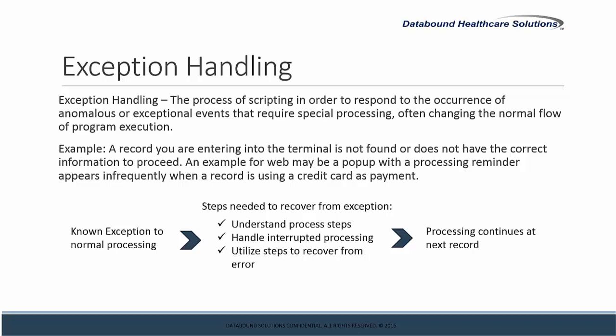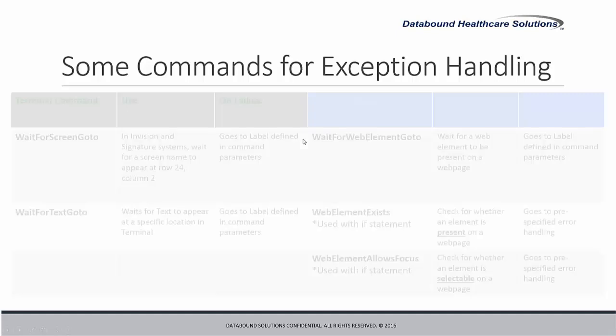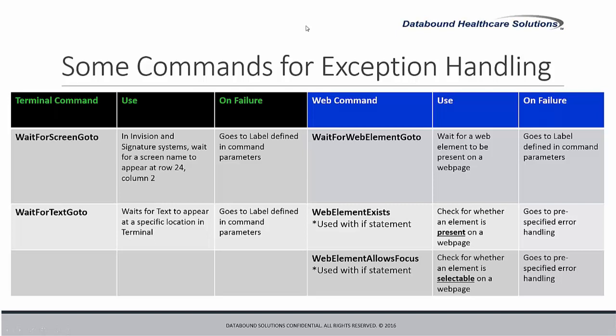In the middle is where we're going to focus again. The steps needed to recover from an exception are to first understand the process steps, handle interrupted processing, and then utilize steps to recover from the error. It's pretty general, but it works for nearly everything that you'll do as far as an exception. Let's take a look at some of these. On the left-hand side, we have our terminal commands, and on the right-hand side are our web commands. Depending on what system you use typically, these will differ on what your focus is.